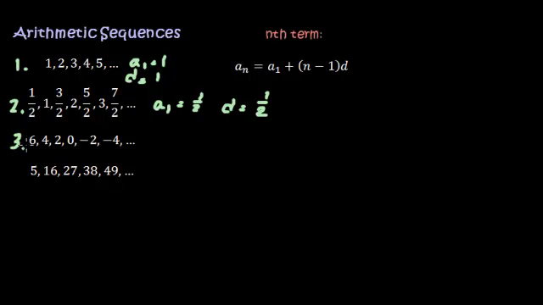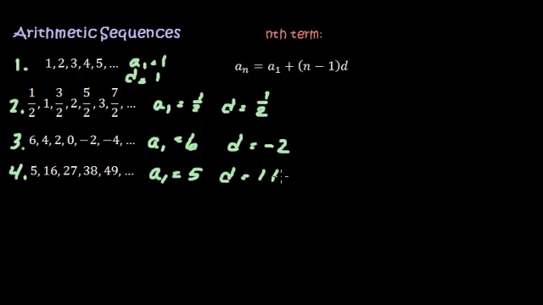So let's look at sequence number 3. A sub 1, or our very first term, is 6. Our difference is, well, to go from one term to the next, that would be a -2. For sequence number 4, a sub 1 is 5, and our difference is, to go from one term to the next, notice that it always increases by 11. Okay, so those are our arithmetic sequences, our a sub 1, or our first term, and our difference. You will have a constant difference between one term and the next, no matter where you are in this sequence.